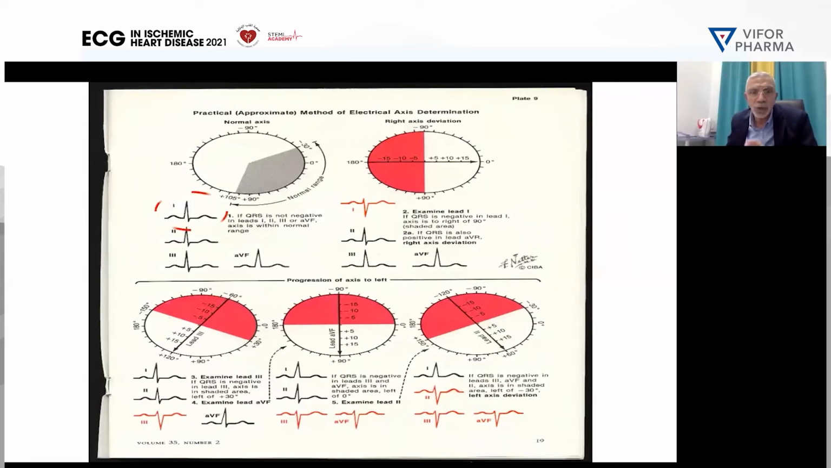Dr. Zubaydi, about the axis. Usually for the axis, lead 1 and the AVF should be upright. This is the normal axis.